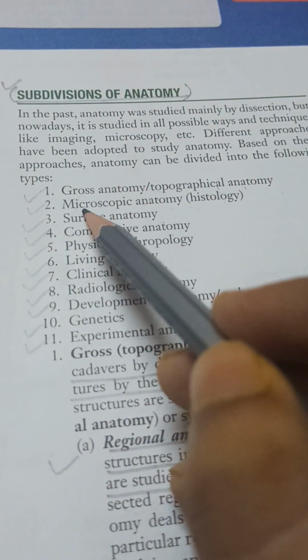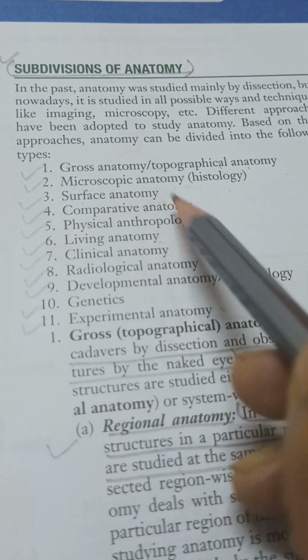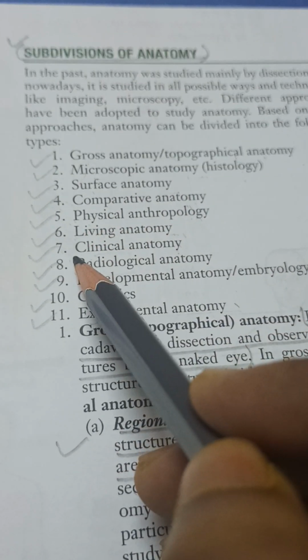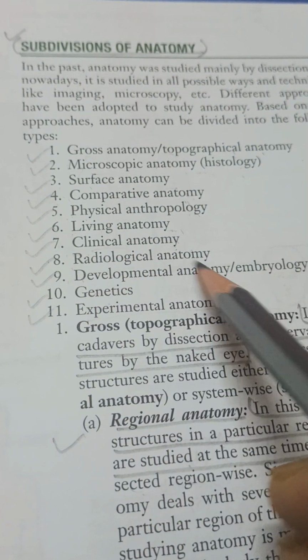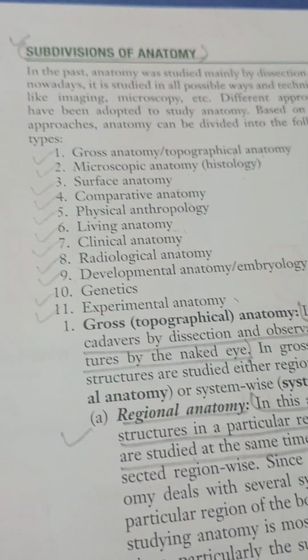The subdivisions of anatomy include gross anatomy / topographical anatomy, microscopic anatomy, that is histology, surface anatomy, comparative anatomy, physical anthropology, living anatomy, clinical anatomy, radiological anatomy, developmental anatomy / embryology, genetics, and experimental anatomy.